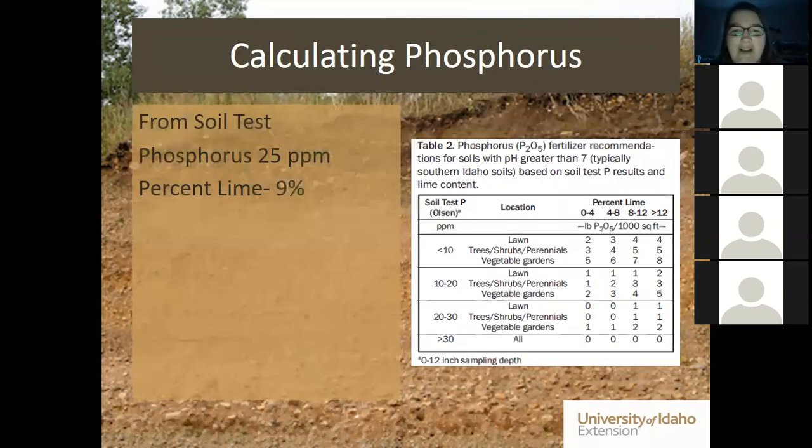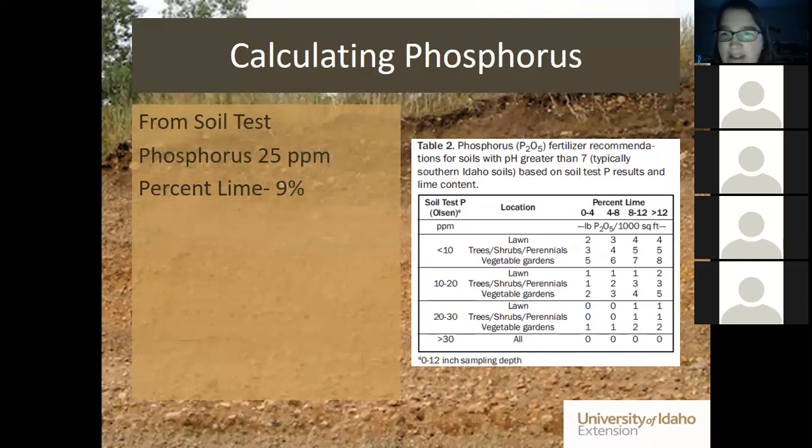Okay, so here's what it looks like for phosphorus. Let's say we had a soil test that had 25 parts per million and 9% lime. So we go down the left-hand side, and we're looking for 25, so we're going to be in that third one down. And we're going to be 9% lime. As you can kind of see, the trend is if it has more lime, you're going to need a little bit more phosphorus fertilizer.